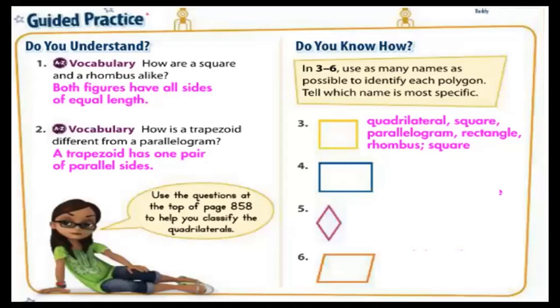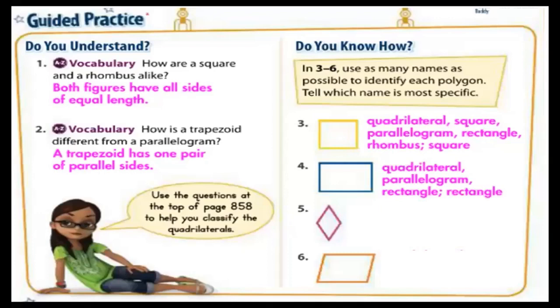Okay. What about the fourth one, the blue shape? It seems to be a quadrilateral, also a parallelogram, also a rectangle, but it is not a square. So let's see the appropriate name for this shape.